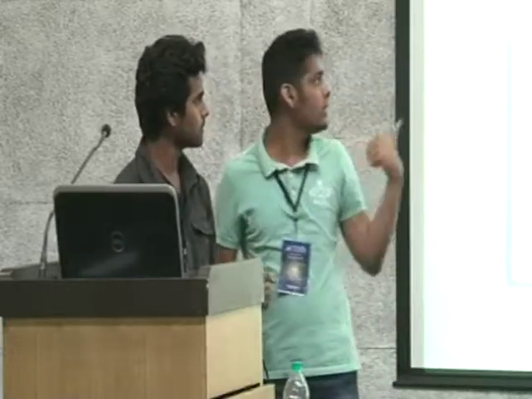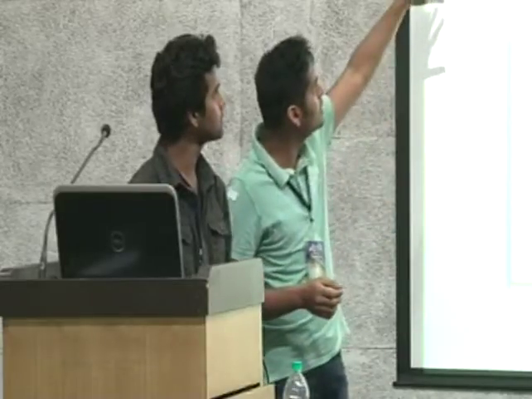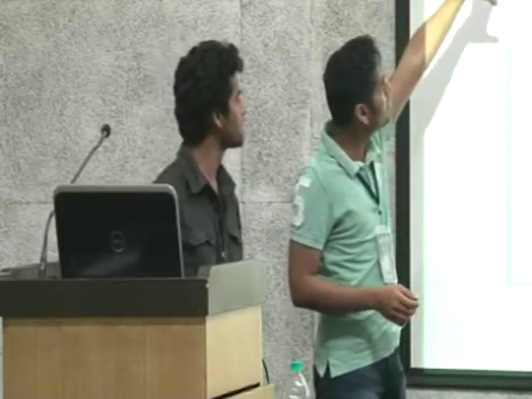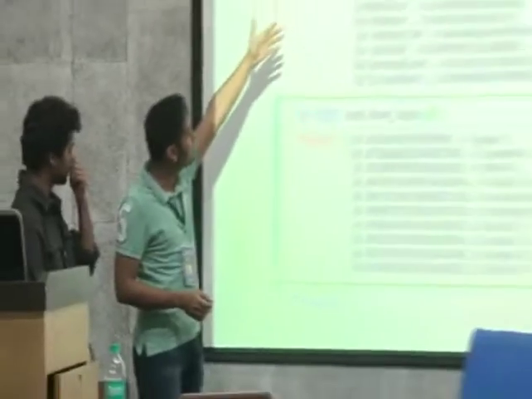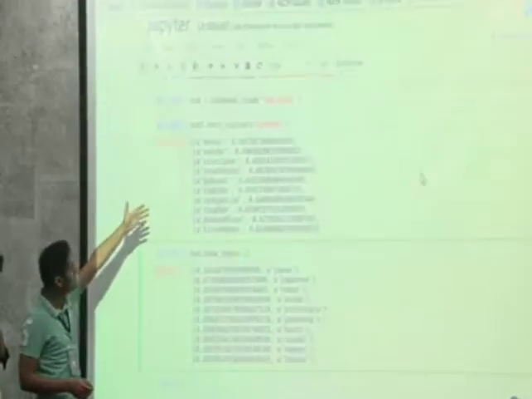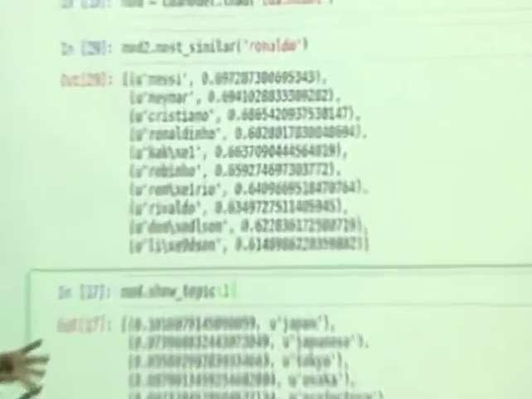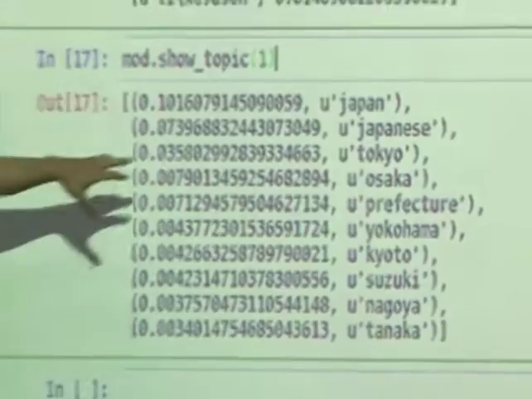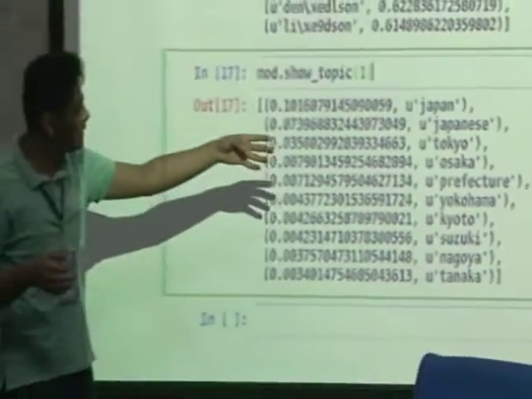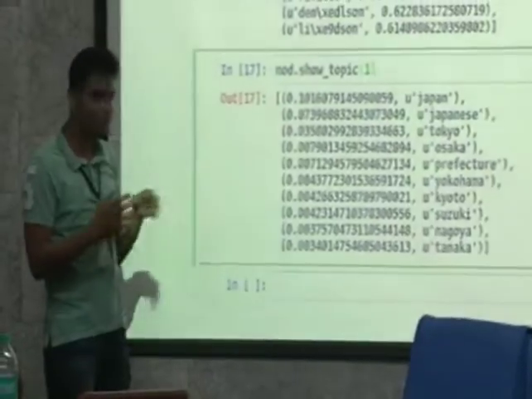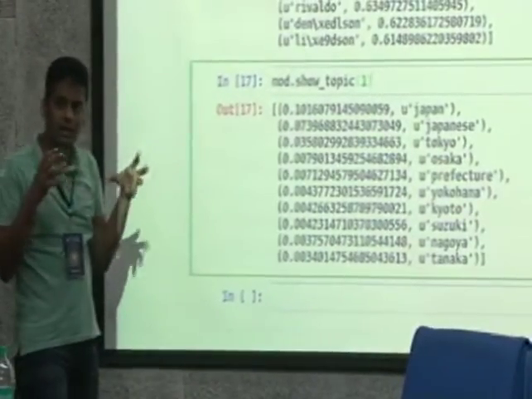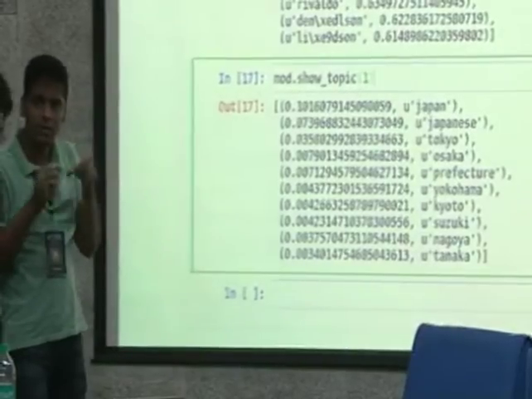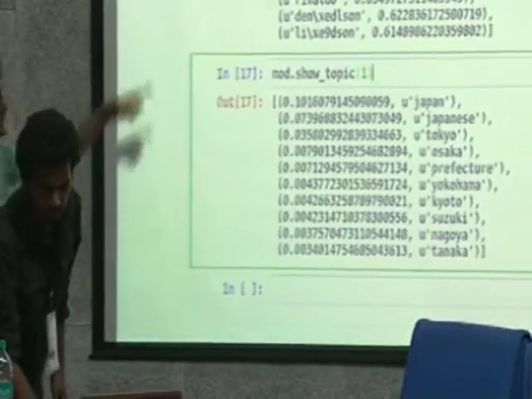And for those who wanted to know about Word2Vec, I have trained 2 models. Model 1 is Word2Vec, and the second one is LDA. I entered Ronaldo, and the most similar ones are Messi, Neymar, Cristiano. These might not even share a single line with each other, but the semantic meaning is similar. The LDA one is basically clustering. The first cluster I have printed is Japan, Japanese, Tokyo, Osaka, Suzuki, etc. These clusters belong to the same category. That's what LDA does, and that is what Word2Vec does.